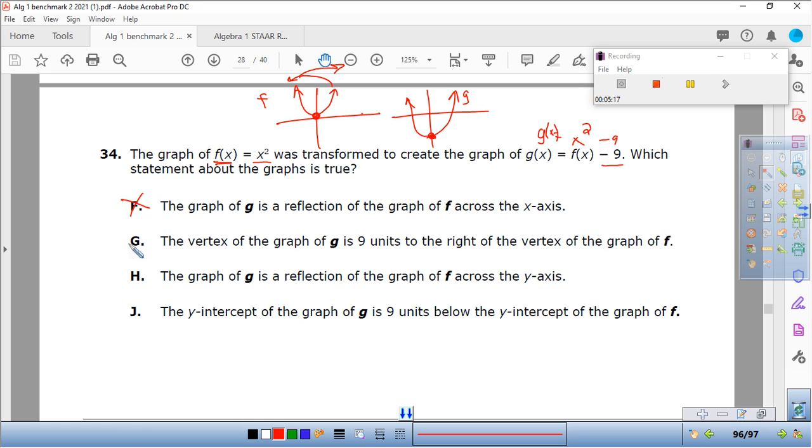No. The graph of G is a reflection of the graph across the y-axis. So basically, it was saying that it would bring it down like this. It comes down across. Oh, I read it wrong. Either way. Okay, my bad.